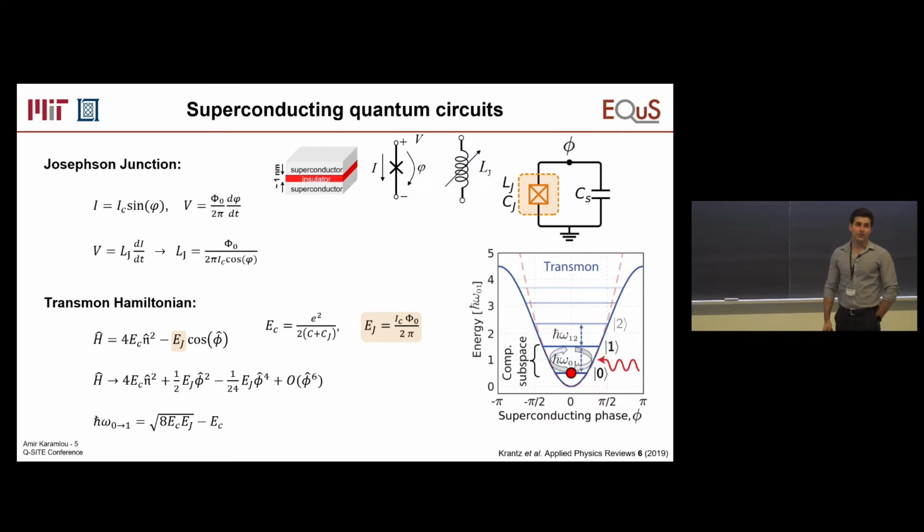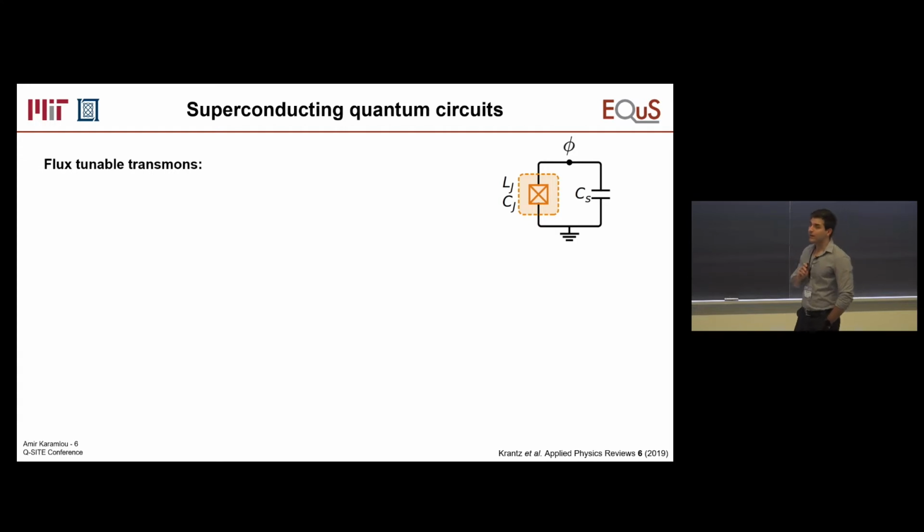And now if I apply a pulse that has energy equal to the energy difference between 0 and 1, I get a transition between 0 and 1 only, and not any of the other states. So this is how we build a superconducting qubit. Now, what if I want to be able to change the frequency of my superconducting qubit?